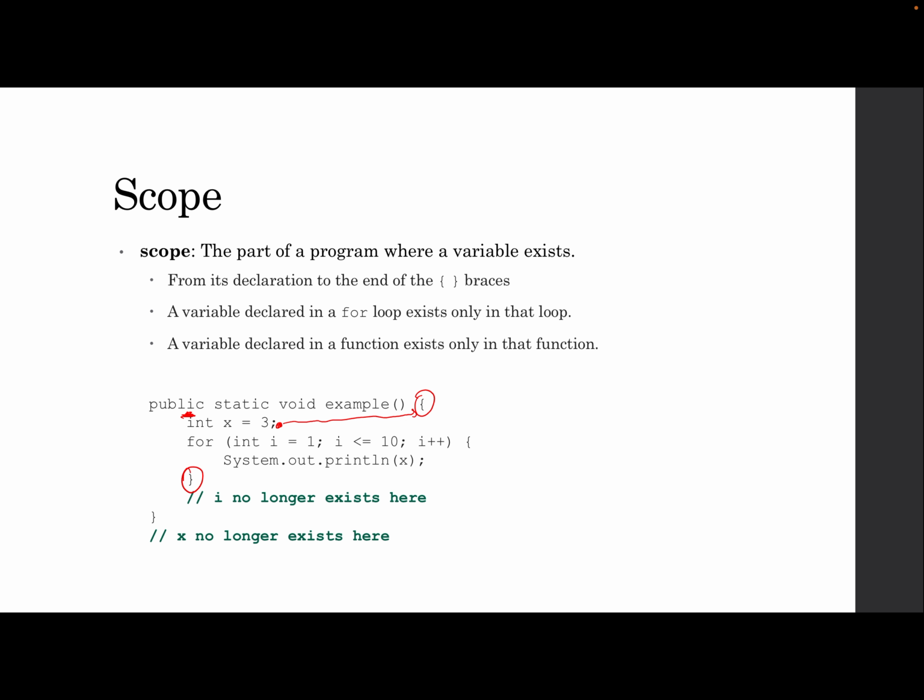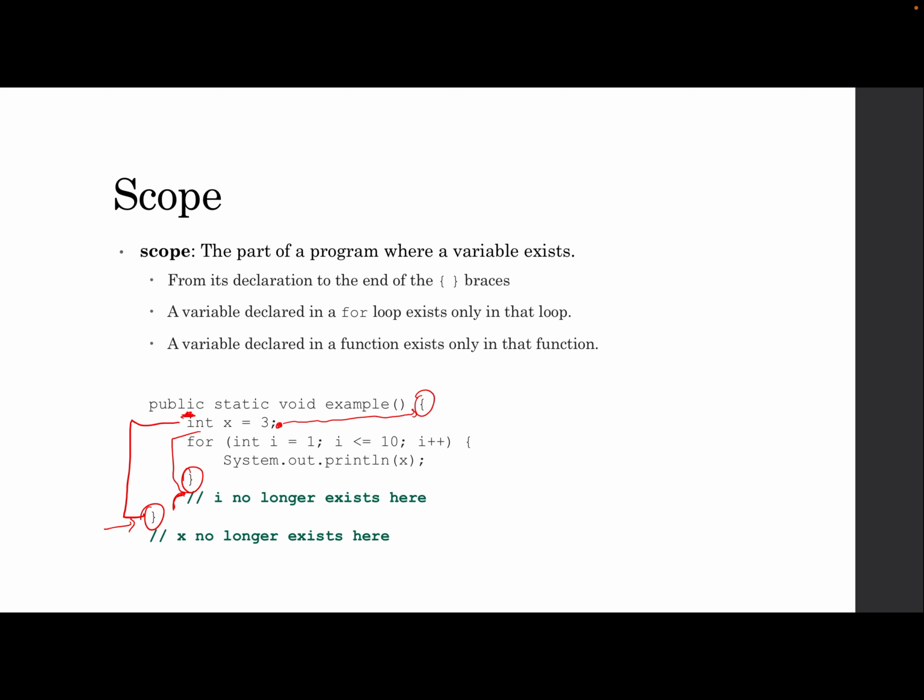So the matching right curly brace is, circle the wrong one. The matching right curly brace is here. The variable exists between here and here. So our x variable exists in this for loop, and it would exist down here if there were any statements that I had after the for loop. That's it. That's what scope is.